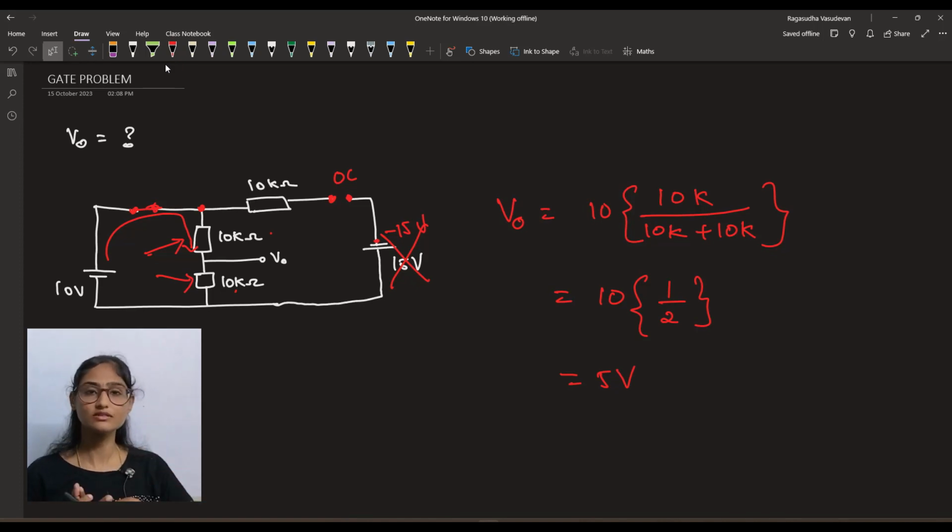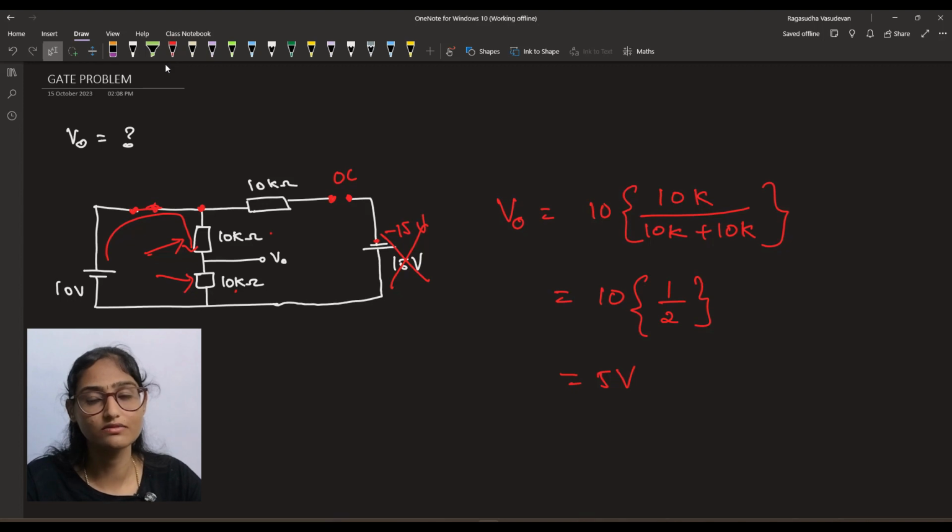Okay, very simple problem. Next we are going to deal with BJTs. I will be teaching the operations first, the characteristics. Later on we will move to the biasing modes and then the problems.